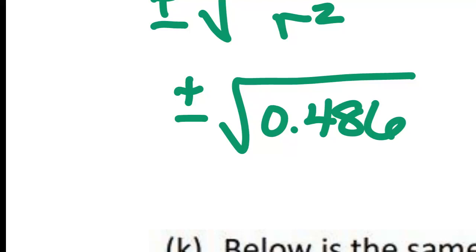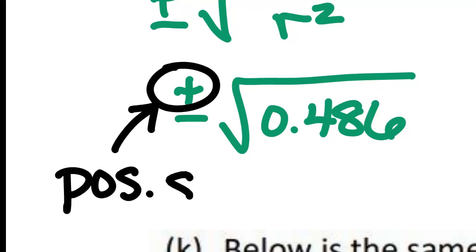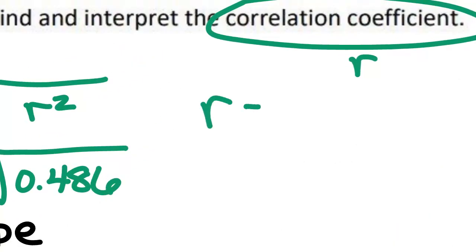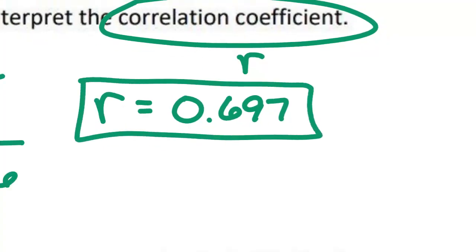Increase or decrease. So did we describe it as a positive correlation or a negative correlation? Do we have a positive slope or a negative slope? Here we have a positive slope, so I'm going to go with a positive R value. So my R would be what? I know it's 0 point something. I need the square root of 0.486. 0.697, and we went with a positive R value because of a positive slope, positive correlation.